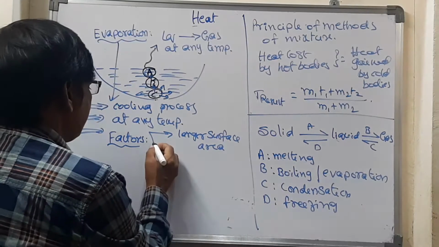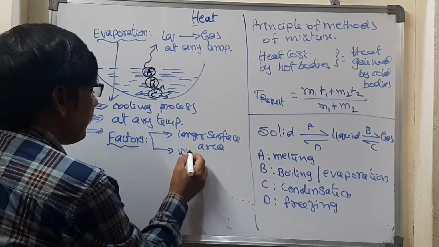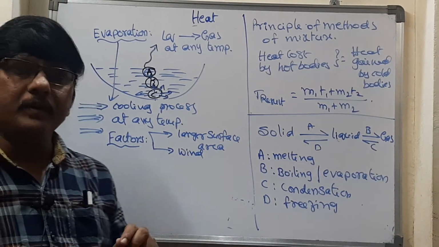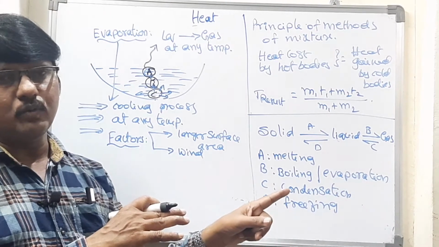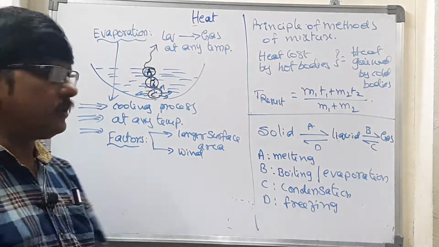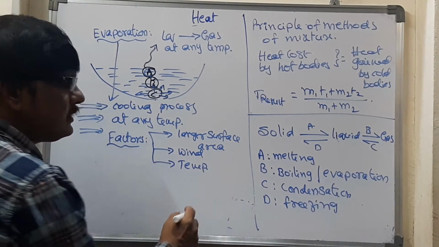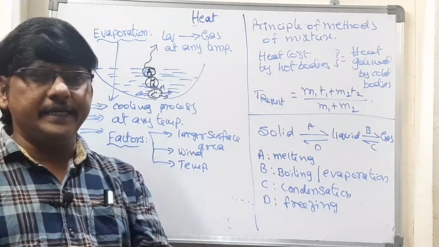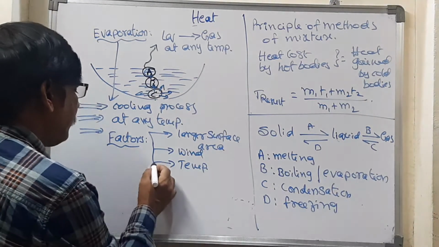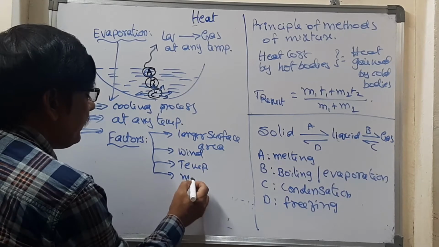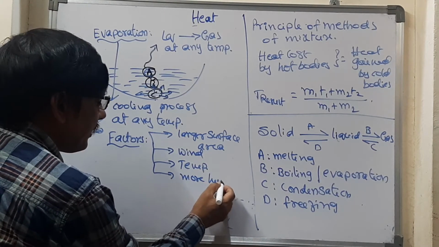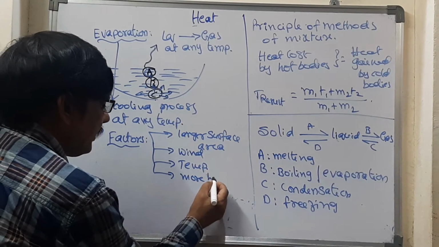The second one is wind speed. If wind is there, the molecules will move faster. So more wind, more evaporation. The next one is temperature. If the temperature is more, in such case also evaporation will take place faster. And the fourth one is just the opposite: more humidity. More humidity. What is meant by humidity?